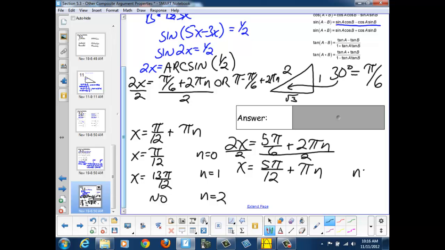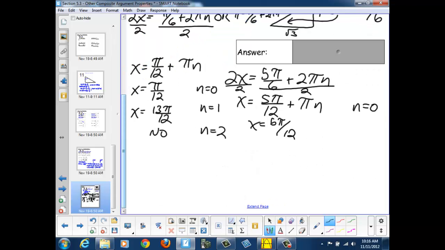On the right-hand side, if I let n equal 0, then x will equal 5 pi over 12, which is an acceptable answer between 0 and 2 pi. If I let n equal 1, then my new value for x will be 17 pi over 12, again within my acceptable range or domain. If I let n equal 2, I'm adding 2 pi to a positive value, which takes me beyond my acceptable domain. So, no more answers.